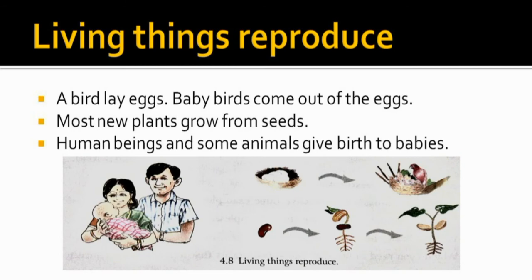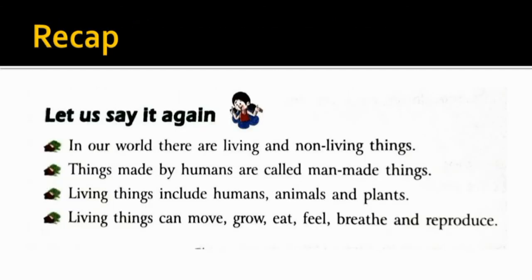So these were the basic differences between living things and non-living things. Now let's see what all we have learned. In our world, there are living and non-living things. Things made by humans are called man-made things. Living things include humans, animals and plants. Living things can move, grow, eat, feel, breathe and reproduce, but non-living things cannot do all such things. So, this was the end of the chapter.